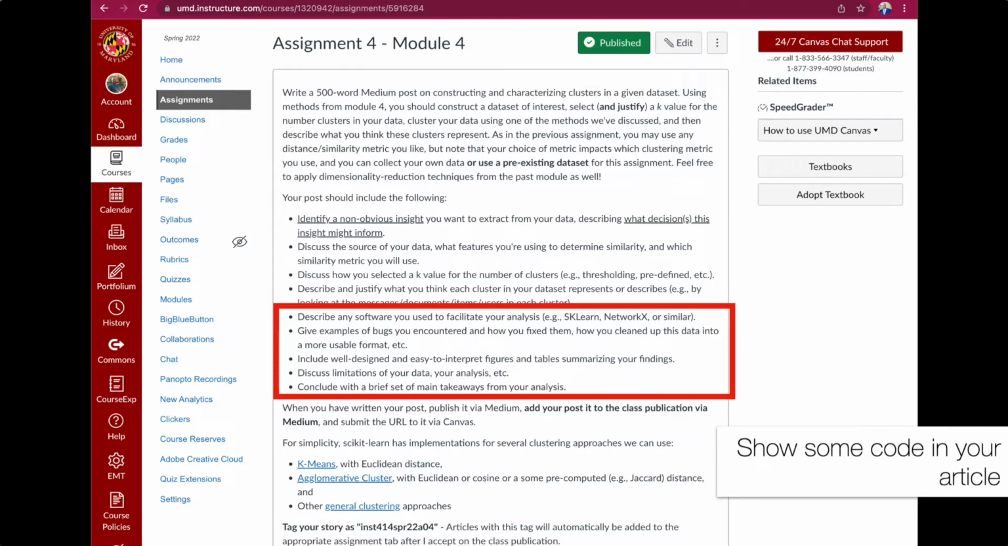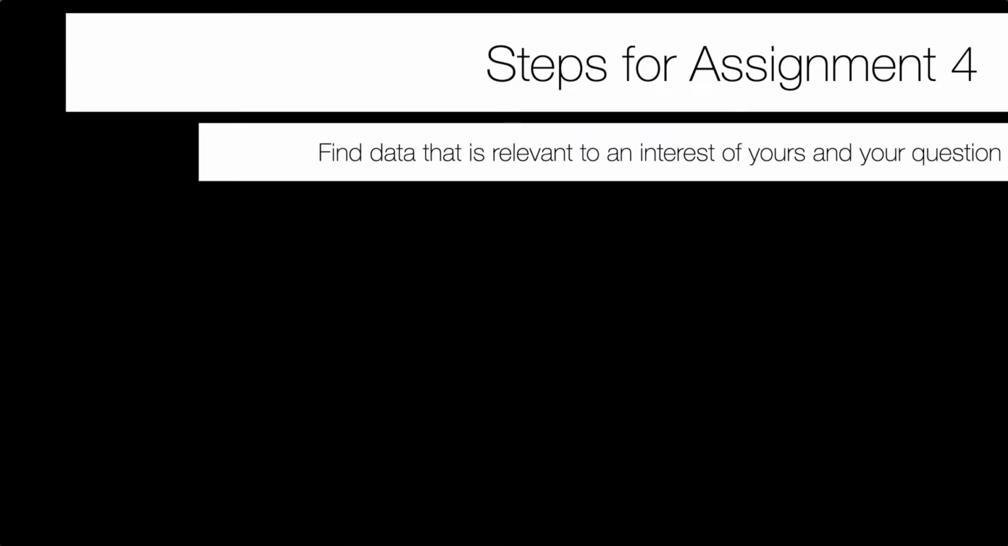If you are one of those people who got points taken off for not showing code, by all means, if you put a code block in and integrate that into your article, we'll give you those points back.